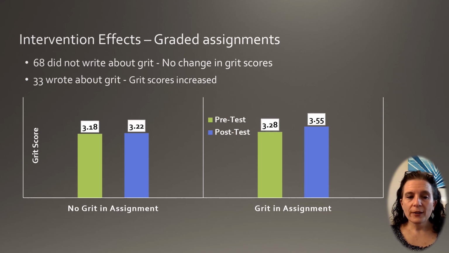And so on the left-hand side, you can see that grit scores didn't change for students who didn't write about grit in their assignment. But on the right-hand side, the green bar is pre-test of 3.28, and then the blue bar is post-test of 3.55. For the students who wrote about grit in their growth mindset assignment, so who said, I'm going to persist in the future, they actually had a significant increase in their response to the grit scale at the end of class, which was about a month after they did that assignment. So, you know, grit isn't really supposed to change. It's supposed to sort of be a personality feature, but we found that result very intriguing.